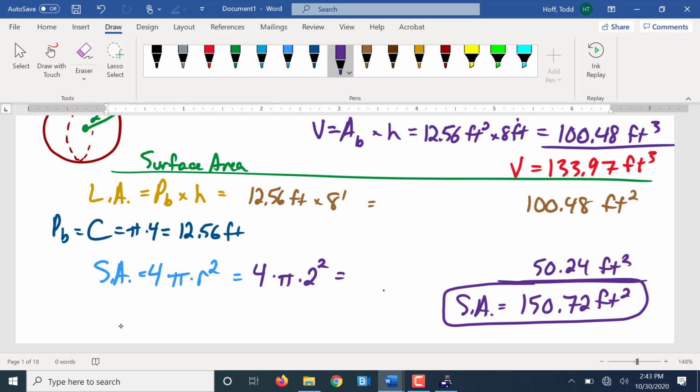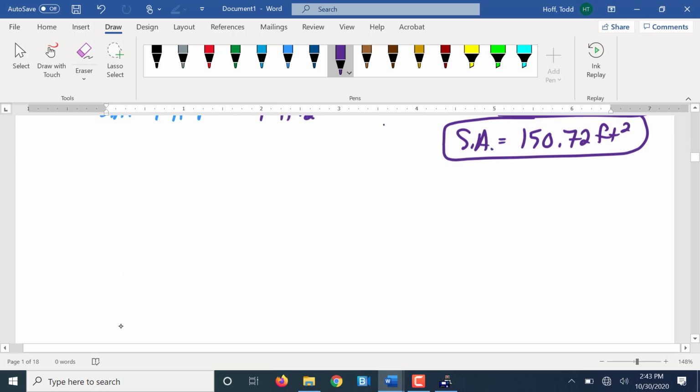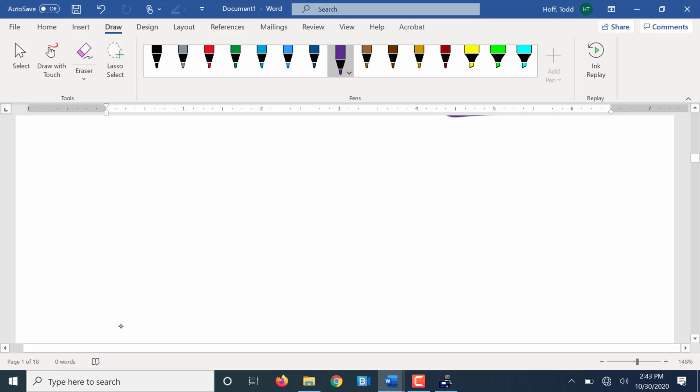That'll do it. So we get a total of 150.72 square feet of surface area. This is something that we'll practice more as things come up here. Now, I gave you guys a quiz last week that I want to take some time to look at.